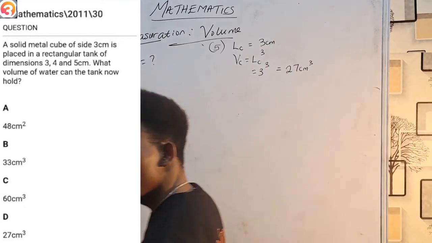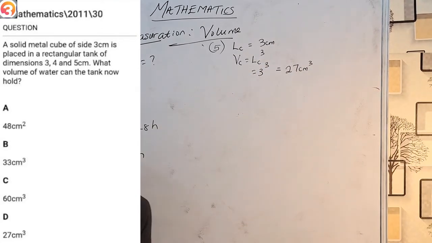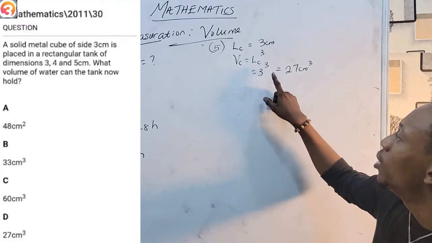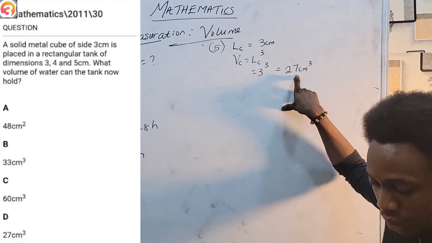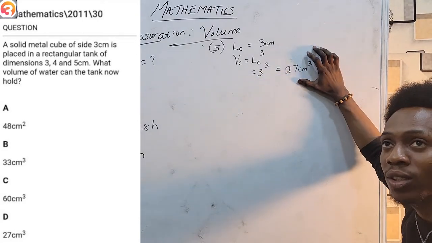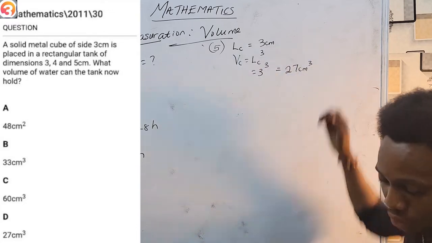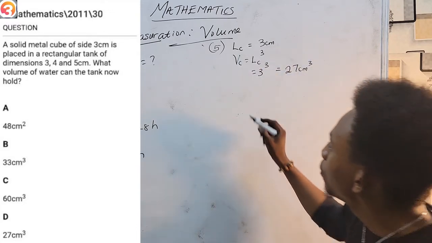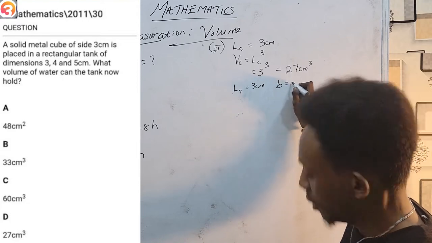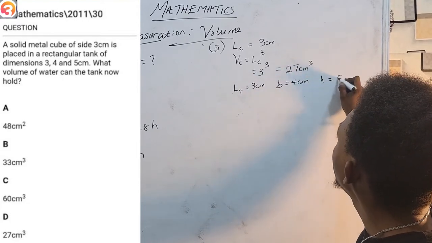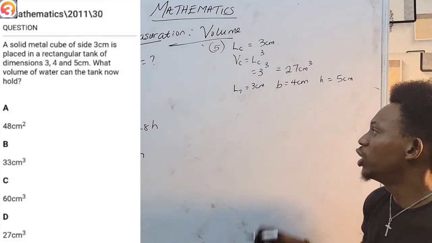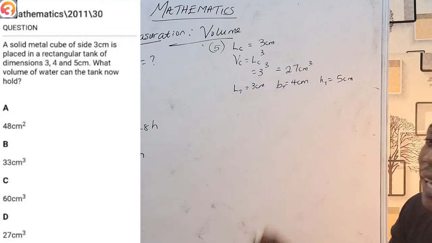Okay, now this cube was placed inside a tank, and as you are aware, anytime you put any object into a tank, it occupies a volume of that tank. In this case, it's going to occupy a volume of 27 cm cube. The question is, what volume of water can a tank now hold? Now the tank itself has dimensions of, the length of the tank is 3 cm, the breadth is 4 cm, and the height is 5 cm. This might not have been indicated, but we're told it has dimensions 3, 4, 5. So we took it as length, breadth, and height.